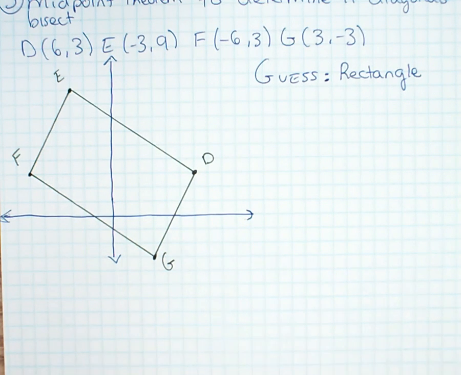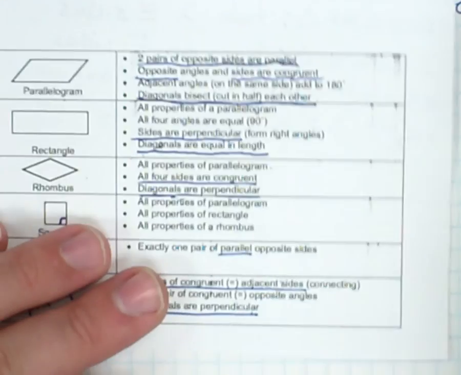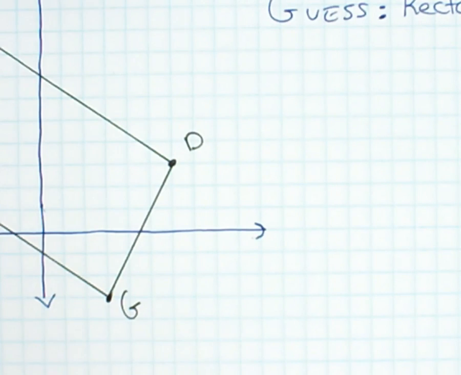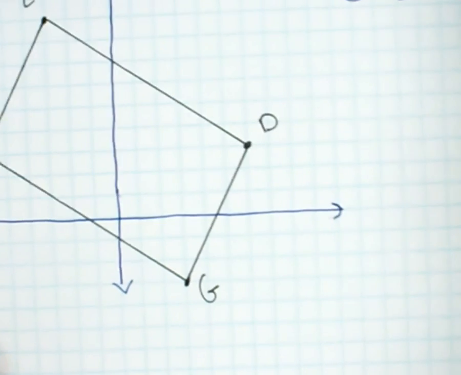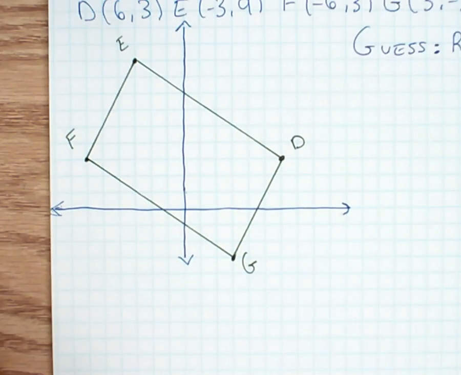All right, so how could we verify that it's a rectangle? If I look at this right here, all 4 sides are 90 degrees. The sides are perpendicular? No. Okay. Or all angles are 90 degrees. Okay, so let's verify that now. So they have to have opposite reciprocal slopes.